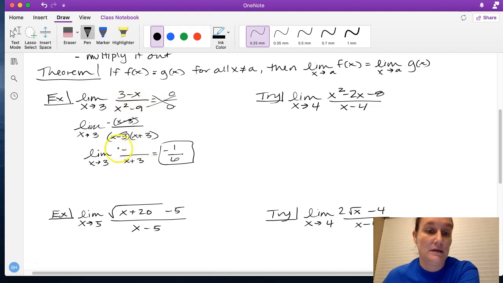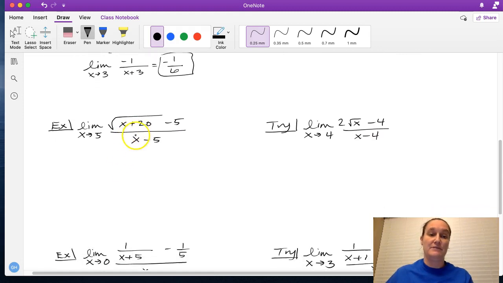One quick thing, this function, negative 1 over x plus 3, and our original function are the same function except at x equals 3. If you graph them, they'll probably look exactly the same. But at x equals 3, this one has a hole and this one doesn't. So that's the difference between the two functions. That's why the theorem applies. That's why the theorem is in this section.